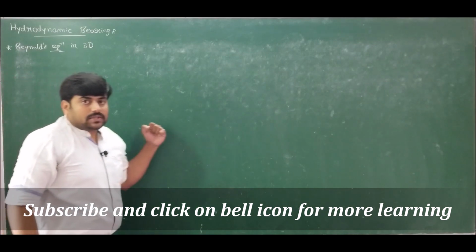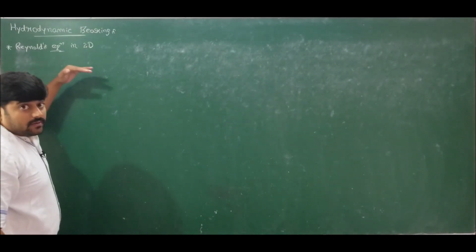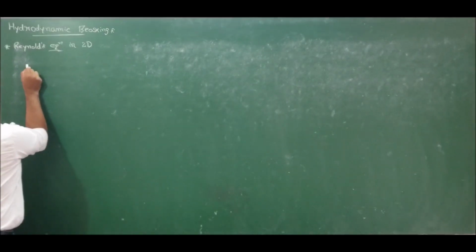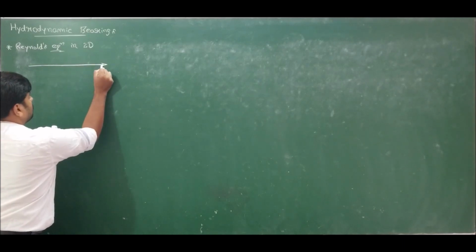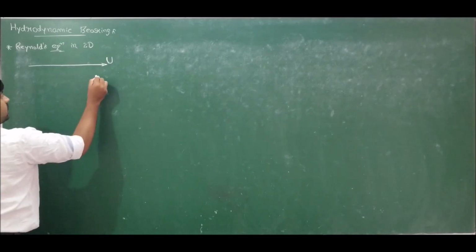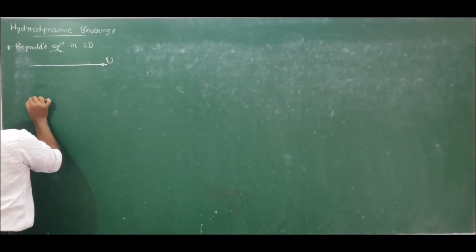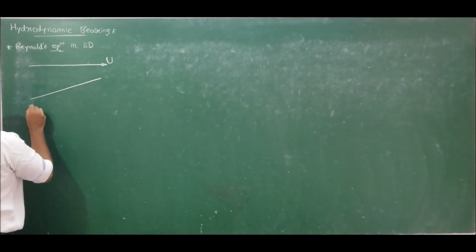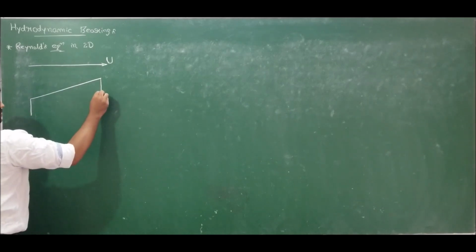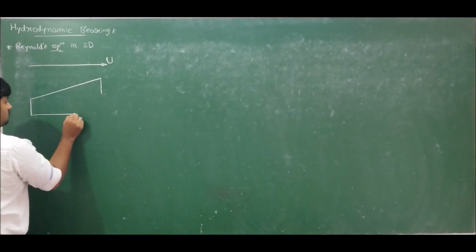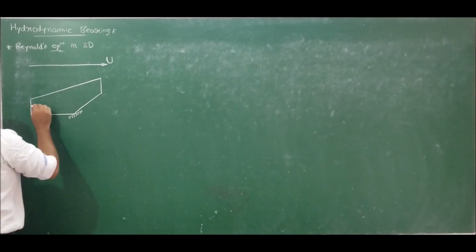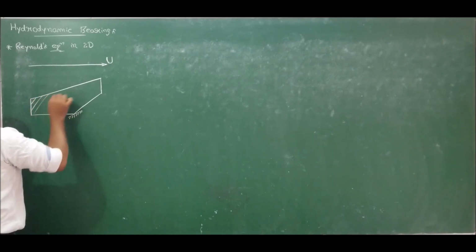Now to derive Reynolds equation in 2 dimension, let us consider the pressure development mechanism in a converging wedge, which I explained just now. So if I consider the same case, we have the top surface moving with velocity maximum, let us take it as capital U, and we have a converging wedge like this. And this wedge is fixed. Let us take this as fixed edge.